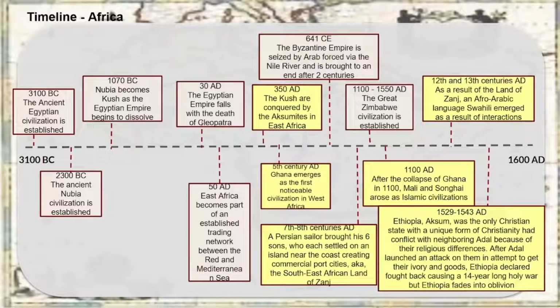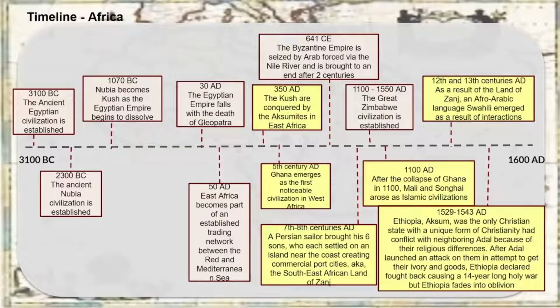In the 7th to 8th centuries AD, this is when the land of Zanj emerged, and it was basically when a Persian sailor and his 6 sons came down to the east coast of Africa, and each one of his sons settled on 6 of the islands along the east coast of Africa, and eventually these islands became major trading centers, and it once again put Africa on the map as a major trader in the trading network between the Red Sea and the Mediterranean Sea.